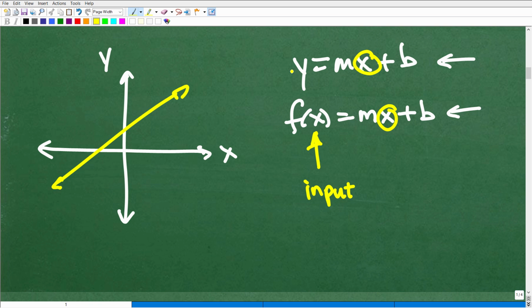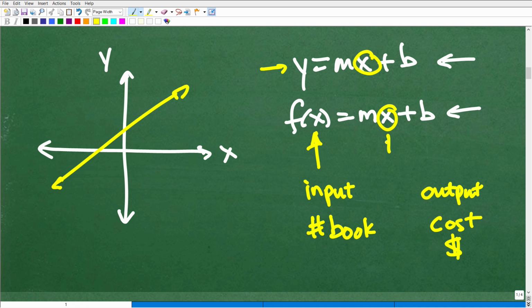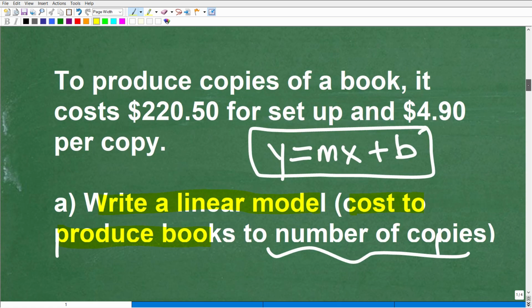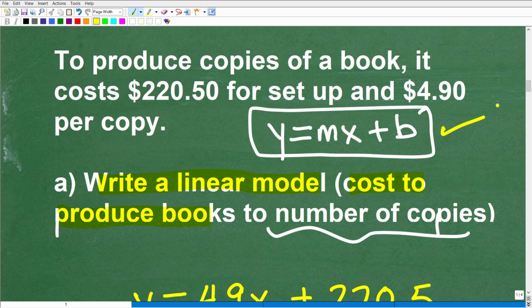So one way we want to think about this particular situation: our input is the number of books we want to produce, and our output variable, which of course would be our y variable, is the cost of doing so, in dollars. So x will represent the number of books, and y would be the total cost in dollars. You have to be specific about this. Again, there are different ways you can do this, but I'm trying to keep it simple for this particular example. So let's think about y equals mx plus b.